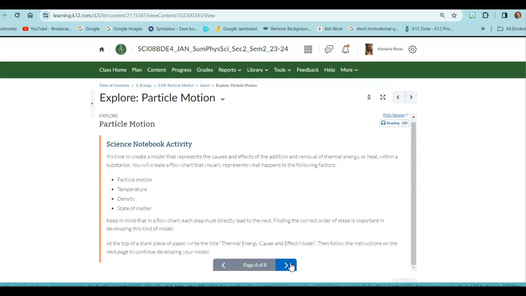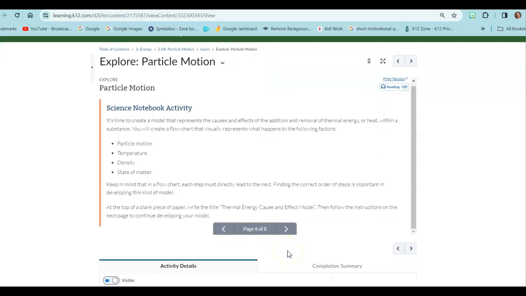So in your science notebook page, on your slides, or if you're handwriting it, I should see a diagram or flow chart with each of these steps. It says, keep in mind in a flow chart, each step must directly lead to the next. Finding the correct order of steps is important in developing this kind of model. At the top of a blank piece of paper, write the title, Thermal Energy Cause and Effect Model. So this should be at the top.